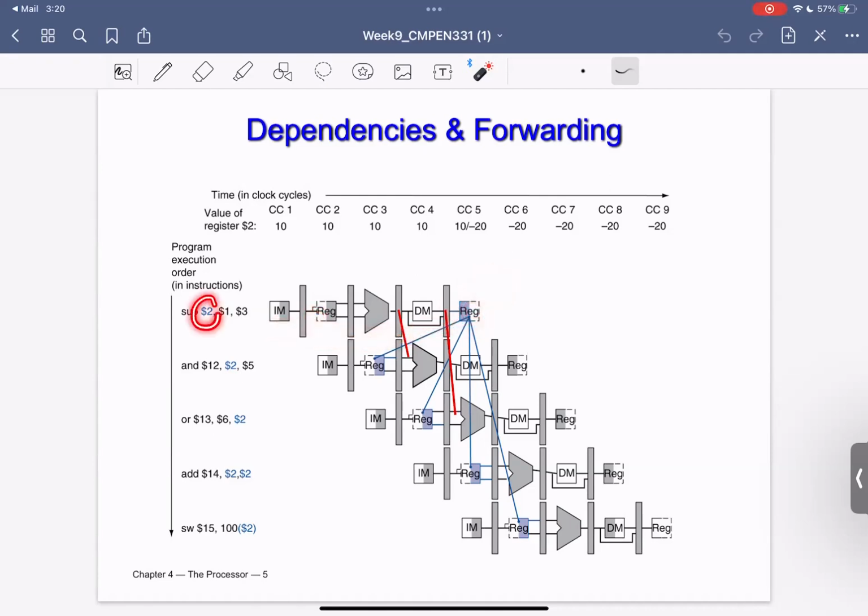So register number 2 is updated at this write back stage, which is clock cycle 5. At clock cycle 5, I have my data ready that I can use. My register 2 has already been updated with the correct information, which is the subtraction of these two registers. Okay, so that's fine.